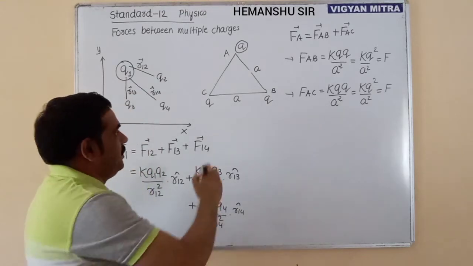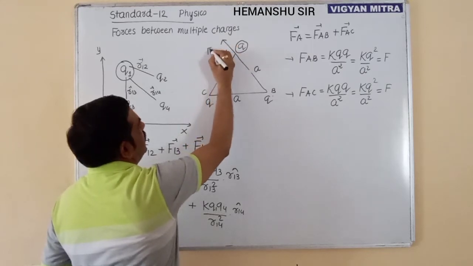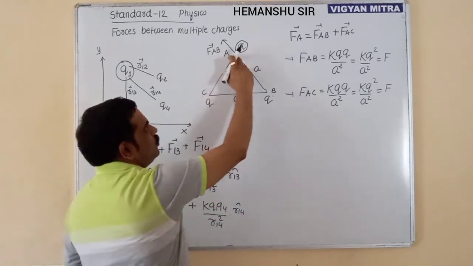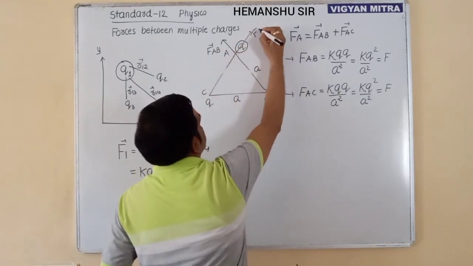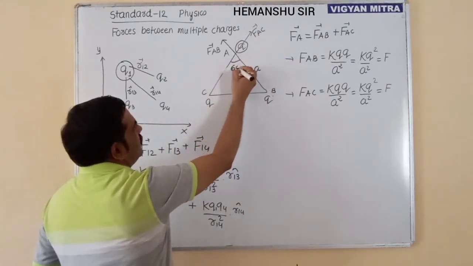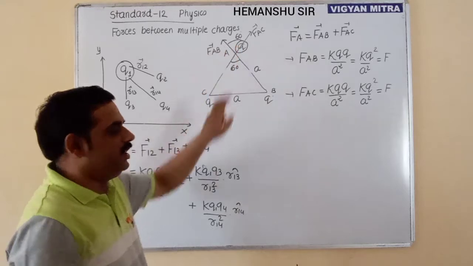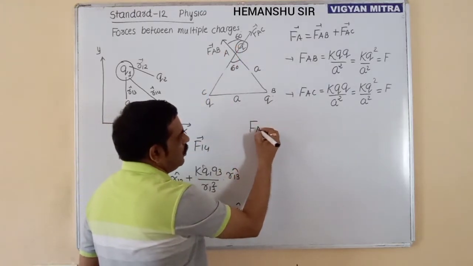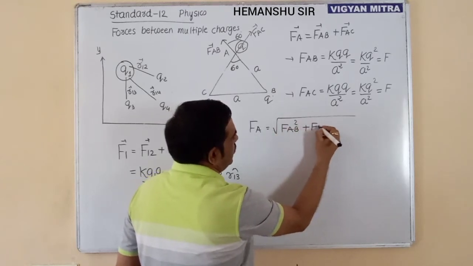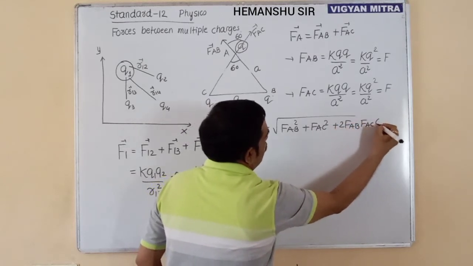Now direction. The force between B and A is a repulsive force, so the direction of FAB vector is like this. The force between these two charges is also a repulsive force, so here it will be FAC. Now this angle is 60, so this angle is also 60. So the angle between the two forces is 60 degrees. Then the net force on A is given by the equation root of FAB square plus FAC square plus 2 FAB FAC cos 60.